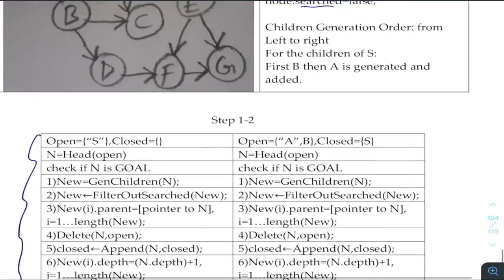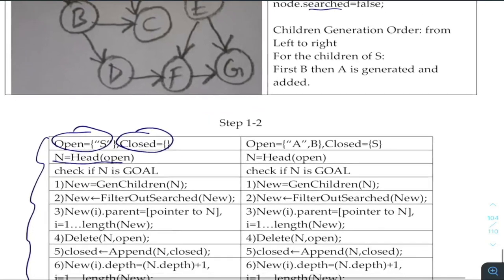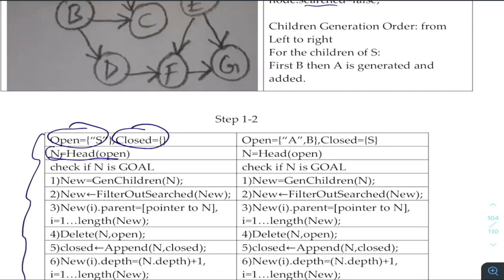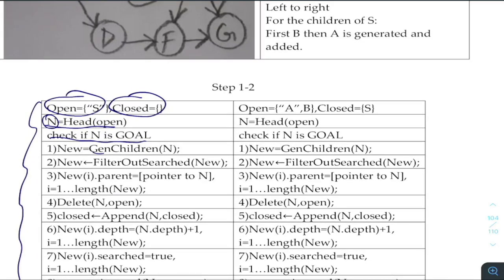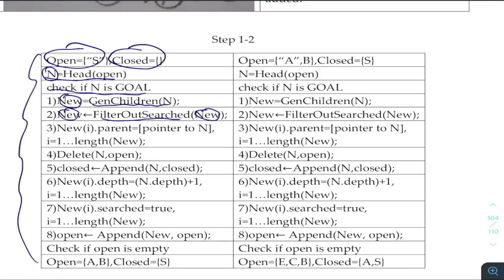Okay, let's look at this image. We have S, we add that to open, and closed is empty. We pick the first element and call it n, and check if n is the goal. If yes, just return. Then first generate the children and call it new, and then update new such that only the ones that we haven't searched before are included in that set, new. And update each node in the new set with n as their parent.